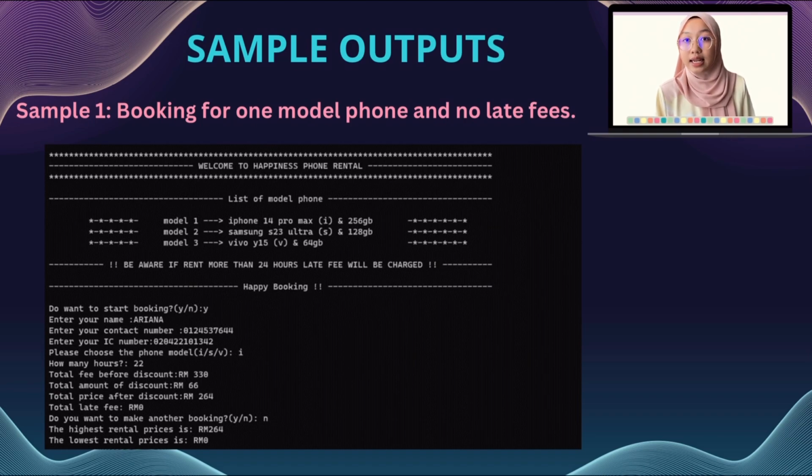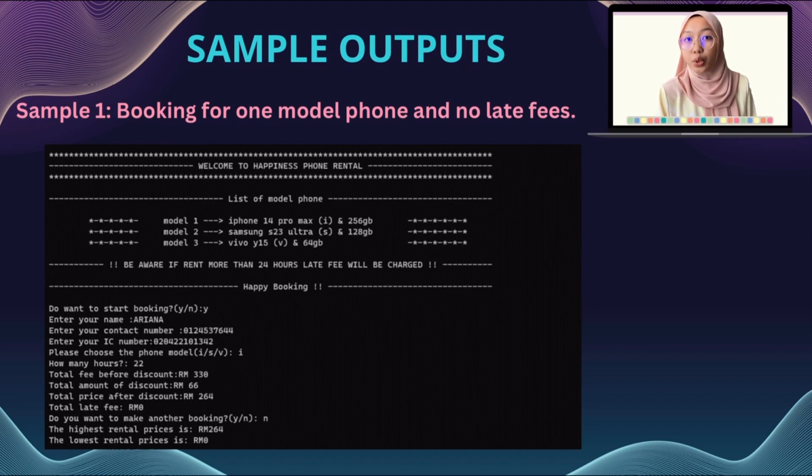Then the user enters the name like this, Ariana, and her contact number and IC number. The user chooses model phone I, which is iPhone 14 Pro Max. She rented for 22 hours and her total fee before discount is RM330. The amount discount is RM66 and the price after discount is RM264. There is no late fee, then the user enters no to make another booking.